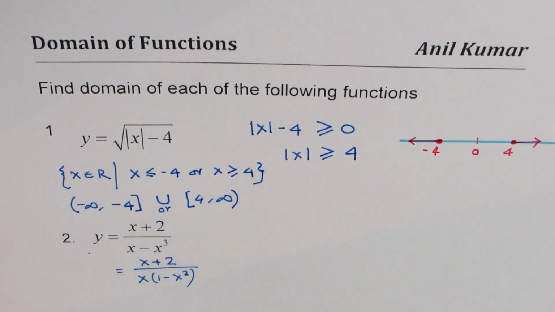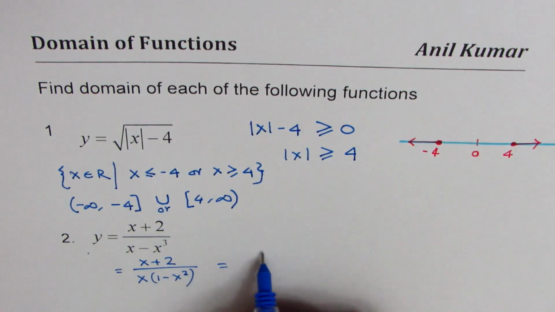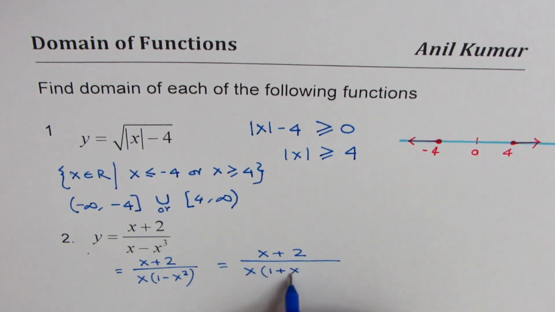So now, once you get the factored form, it is simpler to see what values of x will make this rational function indeterminate or undefined, I should use the word, right? Let's factor this further. I could write this as x plus 2 divided by x times 1 plus x times 1 minus x, correct? That is 1 minus x squared in factored form.